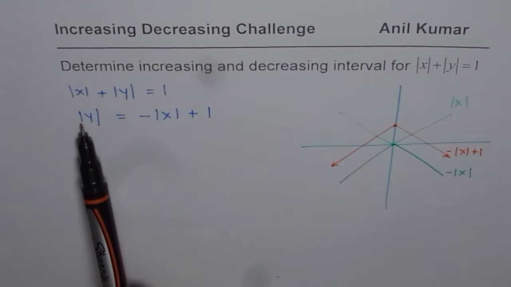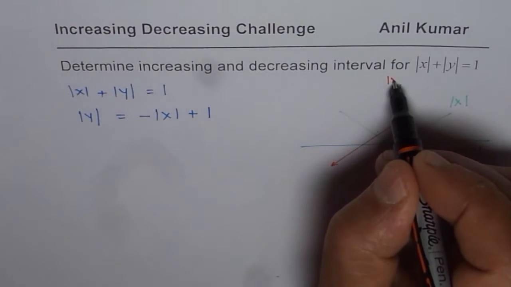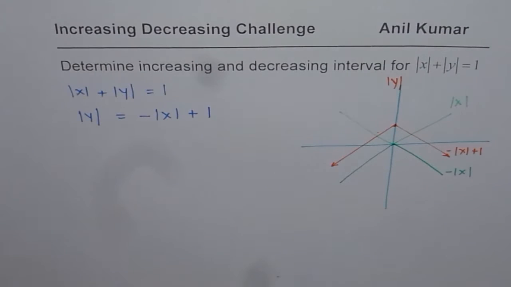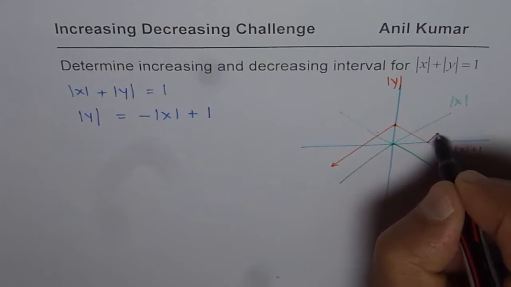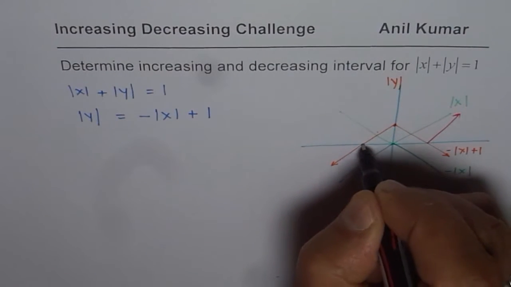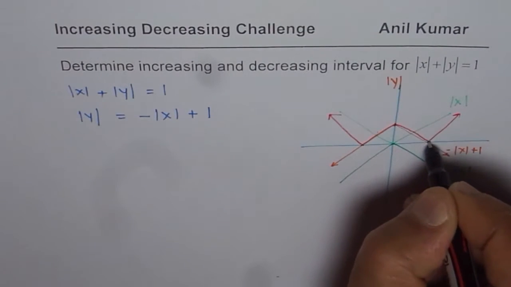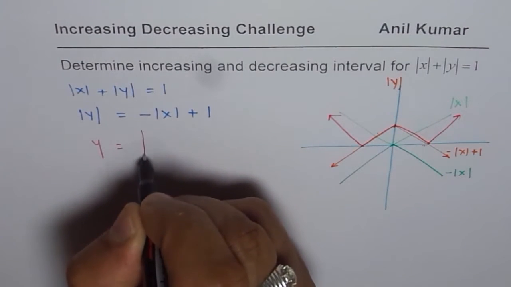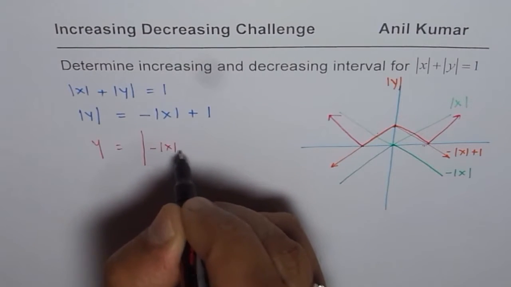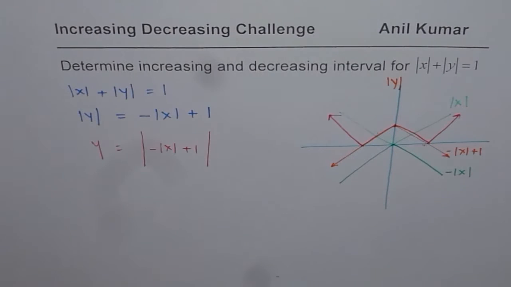Now we have the absolute y values, |y|. So we have to sketch for |y|. So these are negative values. Absolute means always positive. So what we will do is take the positive of this. So we are going to reflect this part upwards. Do you see that? So that becomes your final function. This is how the function is going to be. So we say y is actually the absolute value of -|x| + 1. Do you get the idea? So you have to flip it.